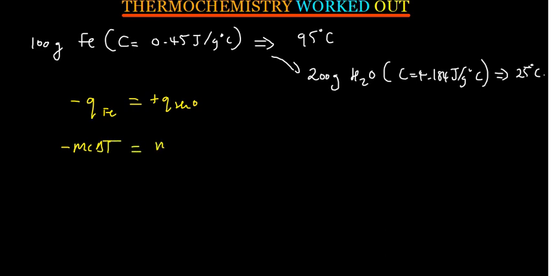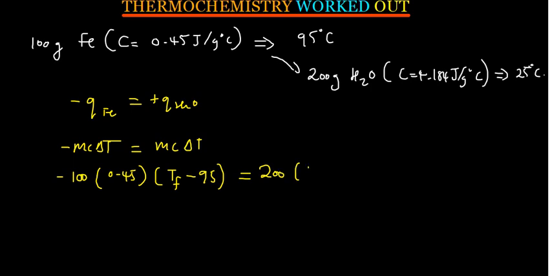That will be equal to mc delta T, so that will be negative. The mass for the iron is 100 grams. Make sure that the units are balancing. The specific heat capacity is 0.45. The change in temperature: the final temperature, I don't know; the initial temperature is 95 for iron. And this should be equal to the mass for water, which is 200.